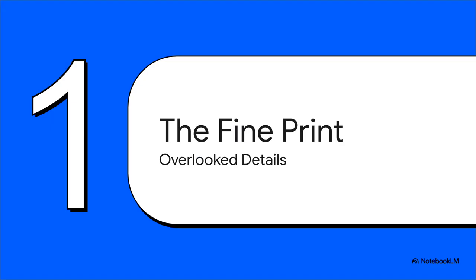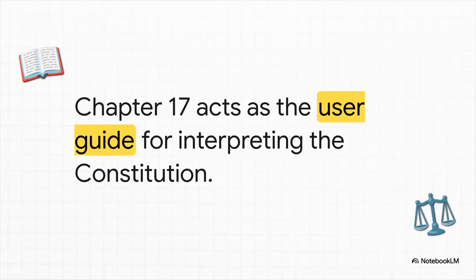Let's jump right into Section 1, the overlooked fine print. Just like a brand new phone comes with a manual telling you exactly how to set it up, Chapter 17 is the essential user guide for the Republic of Kenya. It gives the courts, the government, and everyday citizens the exact step-by-step instructions on how to read the constitutional rulebook consistently.